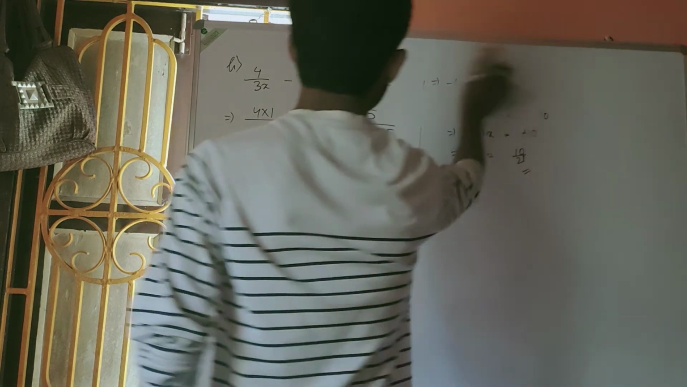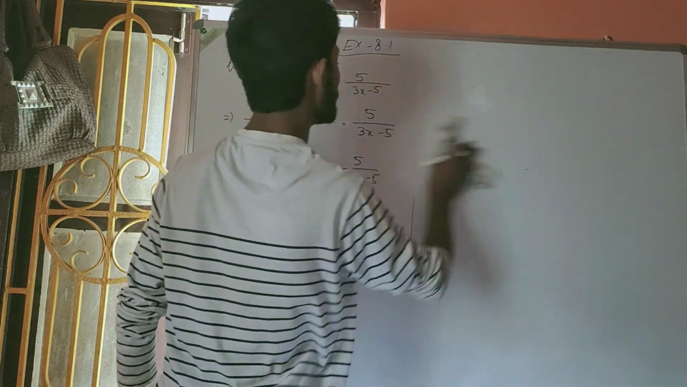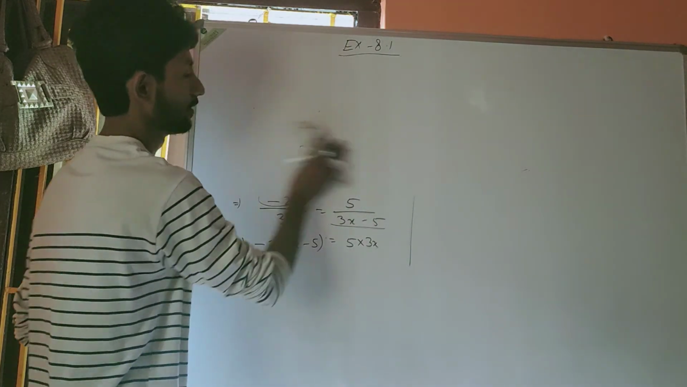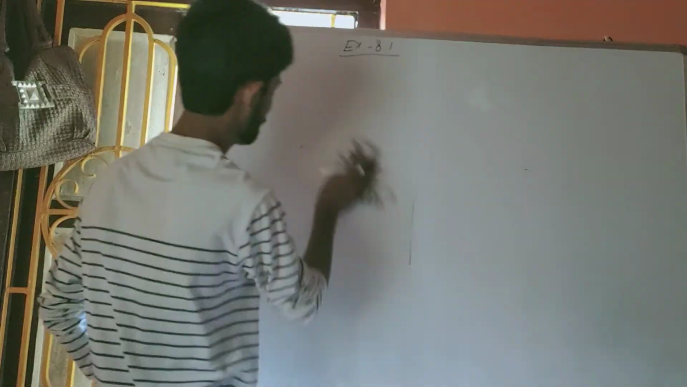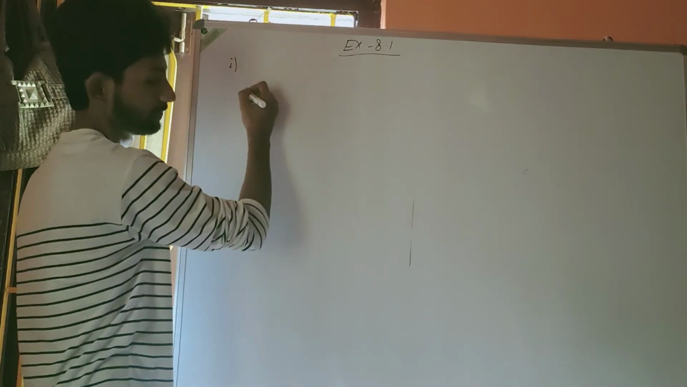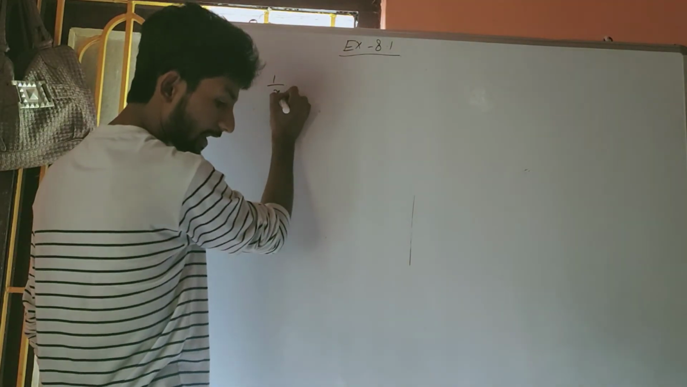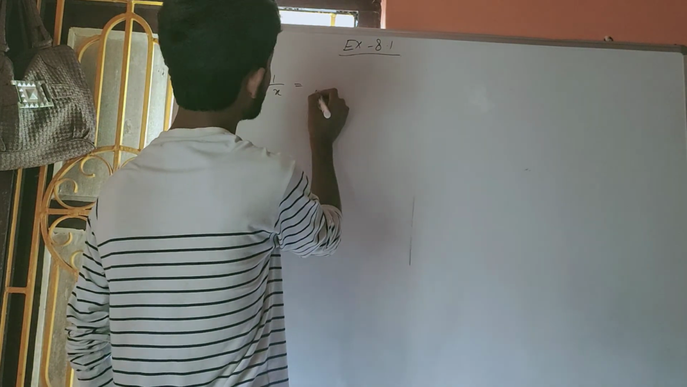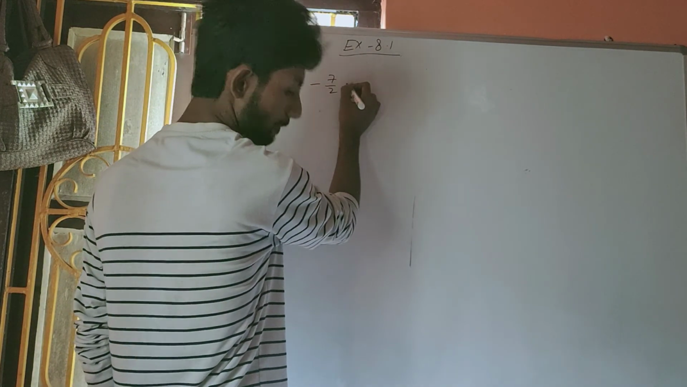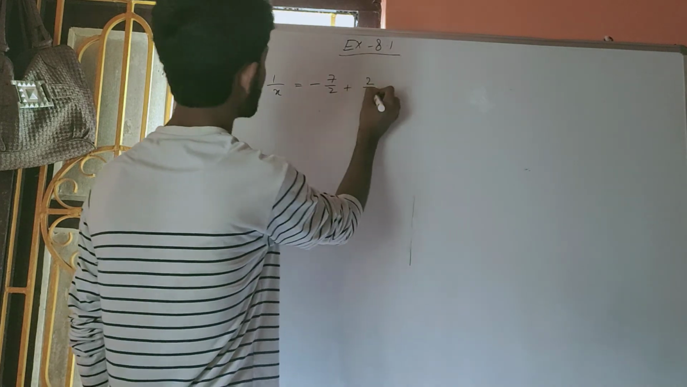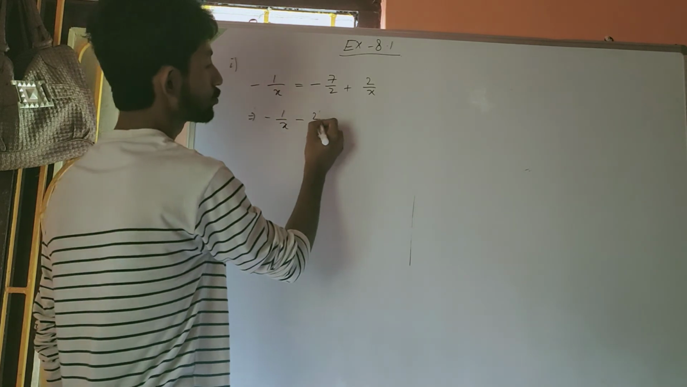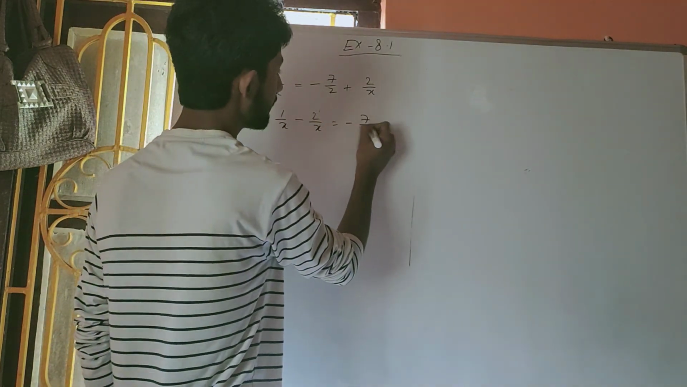The next question. What is the next question? The next question is question number I. It says minus 1 by x equals minus 7 by 2 plus 2 by x. Now 2 by x will go this side, so it will be minus 1 by x minus 2 by x, which equals minus 7 by 2.